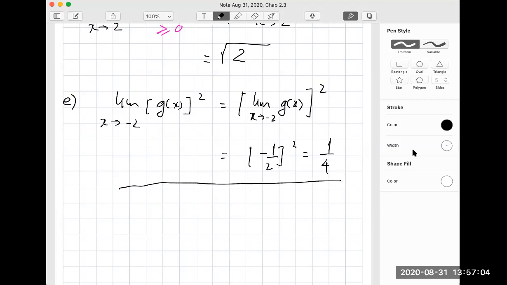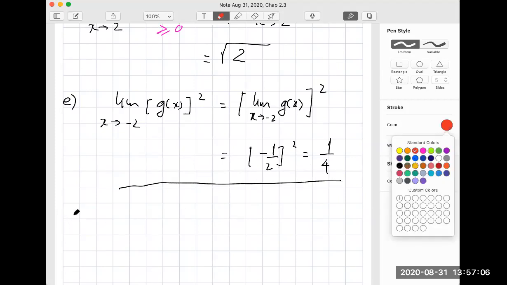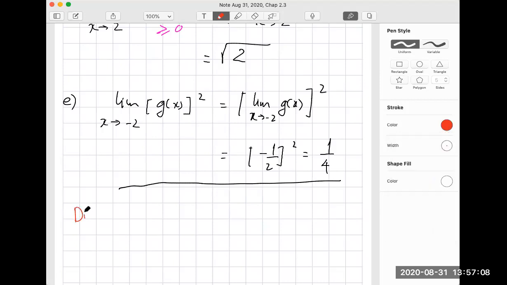Now let us study another property, we call it direct substitution properties.